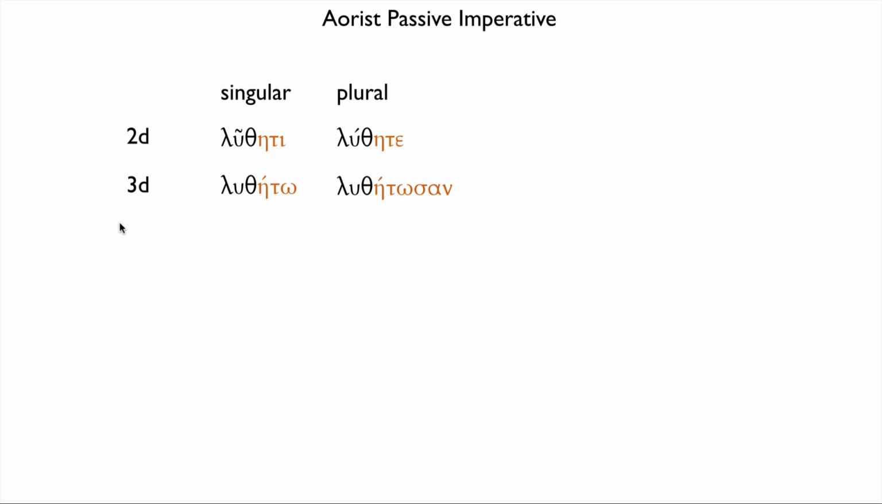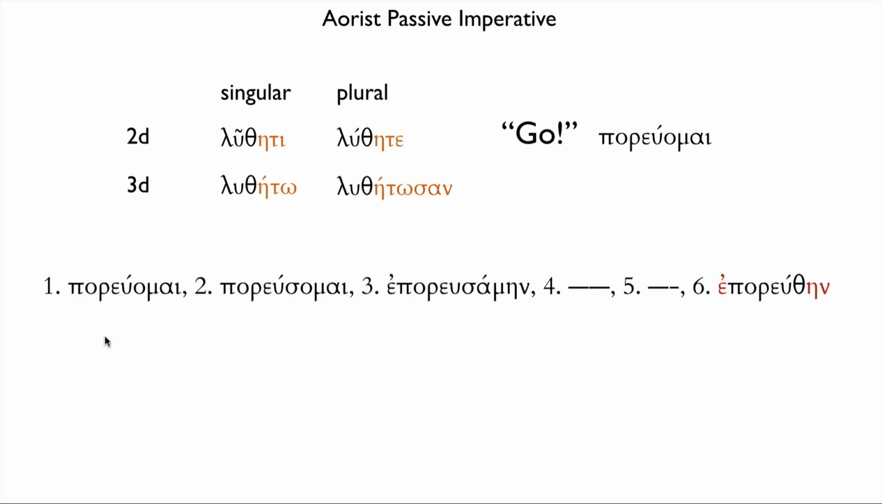Why would we want to use the aorist passive imperative? When are you most likely to encounter it? Well, let's think about a common deponent verb like go. This time, instead of erchomai, let's use poreuomai. How will we form the aorist passive imperative? To start with, we'll need the principal parts. Poreuomai, poreusomai, eporeusamen. There doesn't happen to be a perfect active and passive for this verb. And finally, the sixth principal part, eporeuthen.